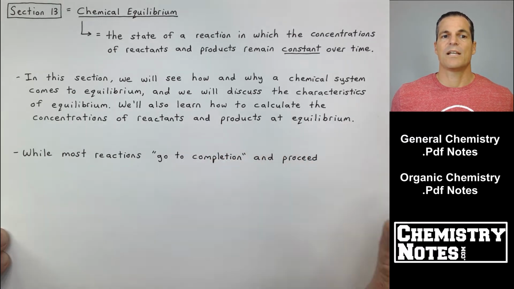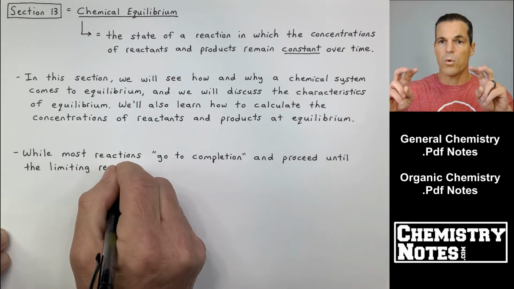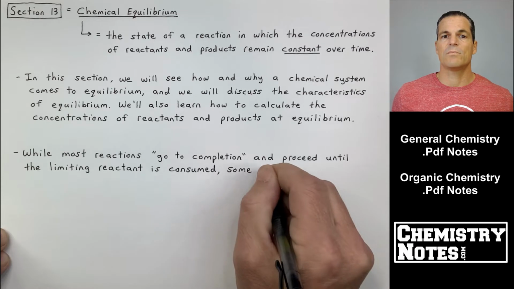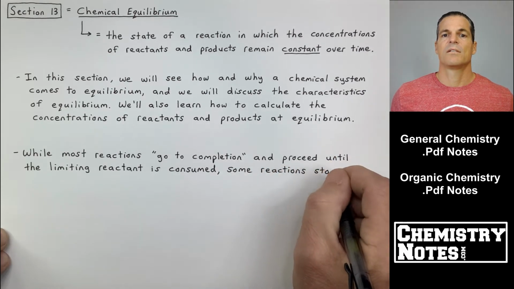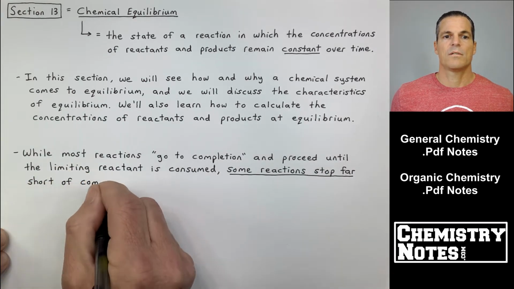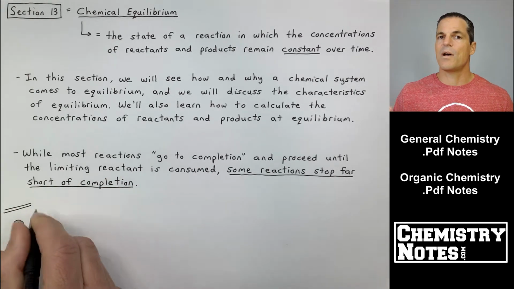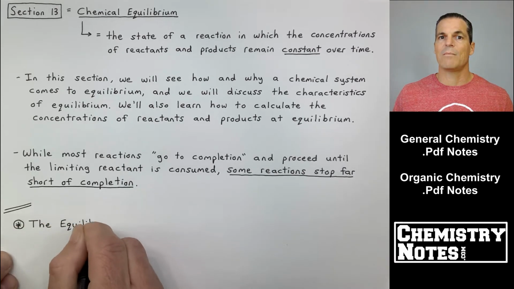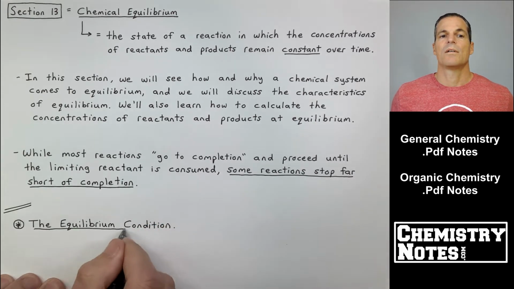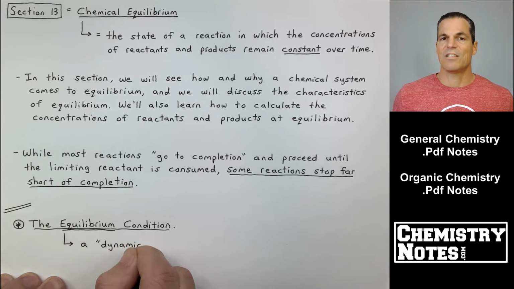Now, the second bullet point says something that I had said earlier at the beginning of this video. While most reactions, quote unquote, go to completion and proceed until the limiting reactant is consumed, some reactions stop far short of completion. So they're going to go from reactants to products, and then the products, as they build up over time, are going to go back to reactants, and we get this back and forth situation. So let's talk about the first major topic of section 13, the equilibrium condition.